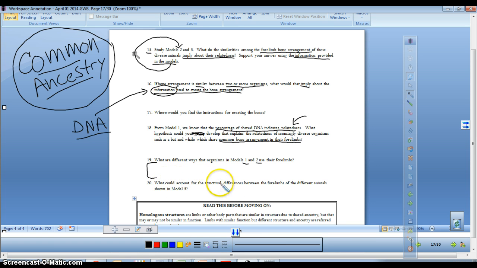What could account for the structural differences between the forelimbs of the different animals shown in Model 3? What could account for the structural differences in the forelimbs? What causes a change in DNA? Okay, so think about that, and then think about natural selection. And write about that for number 20.